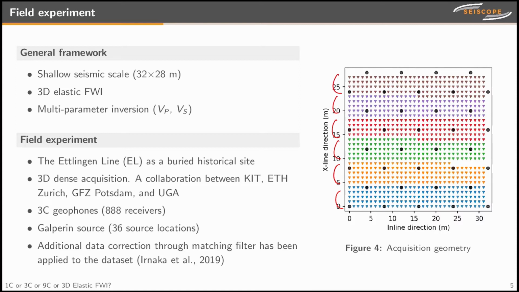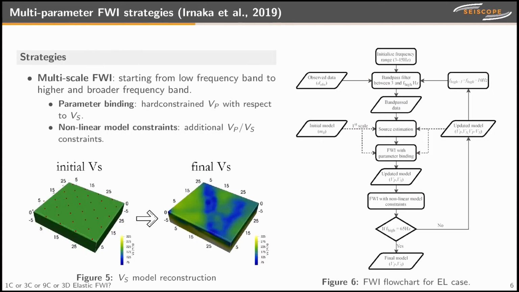In order to perform the FWI, we have already performed an additional data correction through a matching filter, which has been published in my previous abstract. In total, we have 36 source locations, which will be used during this FWI, given by the black circles. The idea is to perform a multi-parameter FWI following this particular strategy.